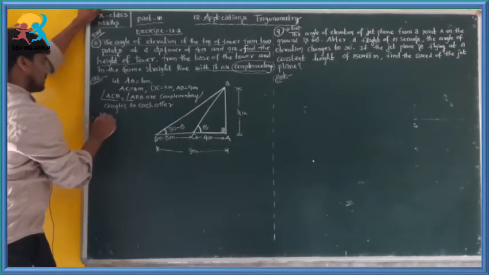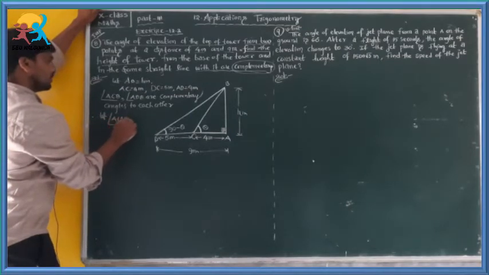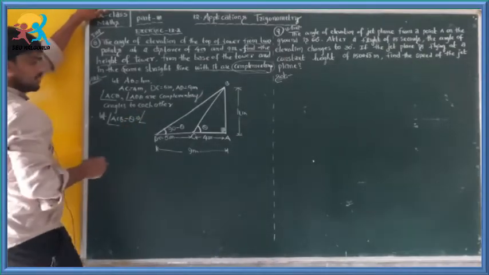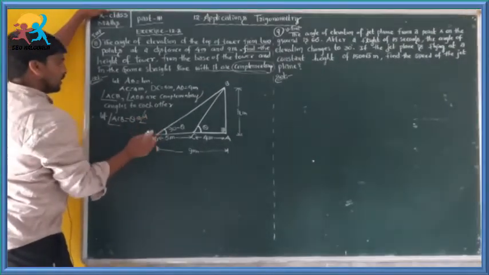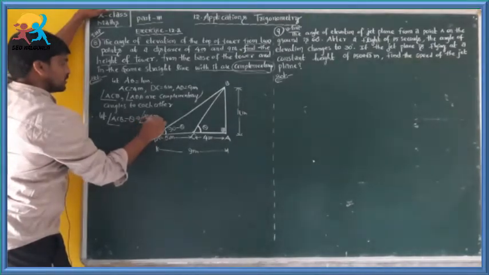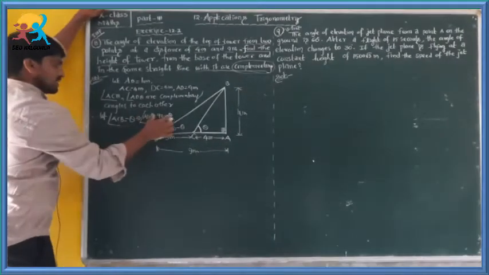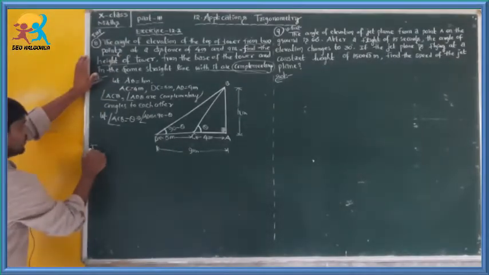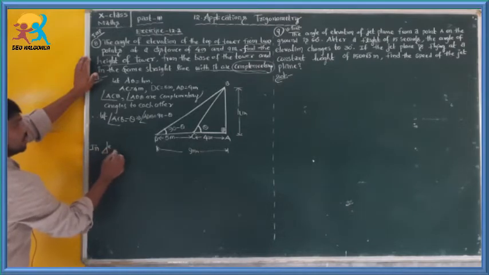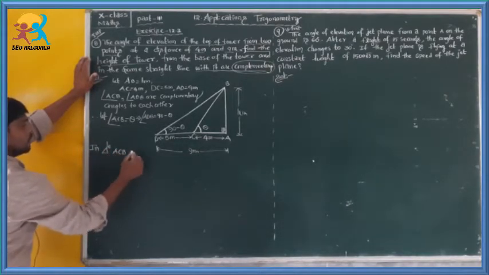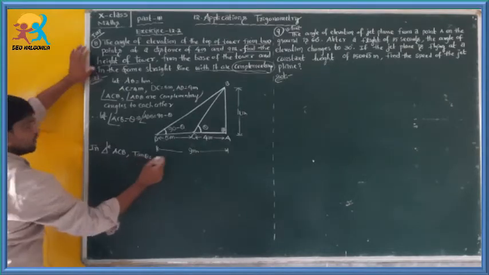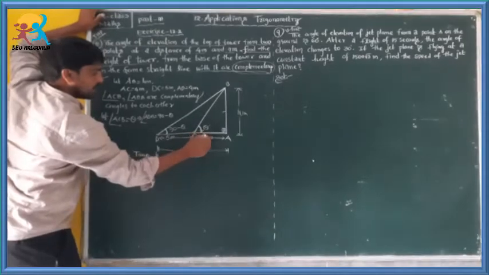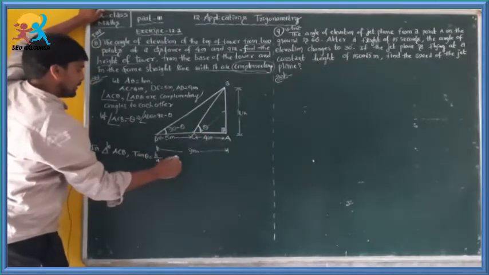Therefore, let angle ACB equal theta. That implies what will be its complement angle? Angle ADB equals 90 minus theta, as their sum is 90, therefore they are complementary. Now, in triangle ACB, consider tan theta: opposite to theta is h, adjacent to theta is 4 meters, so tan theta equals h by 4. This is equation 1.